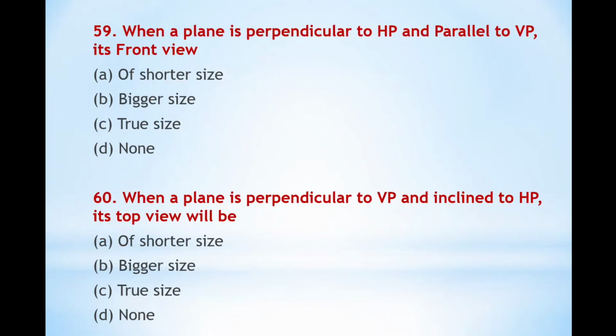Okay, 59th one. When a plane is perpendicular to HP and parallel to VP. So the same question is there. Whatever we have already seen in the last one, the same case is there. In that one the question was about the top view, and here it is about the front view. Okay, we'll see now.